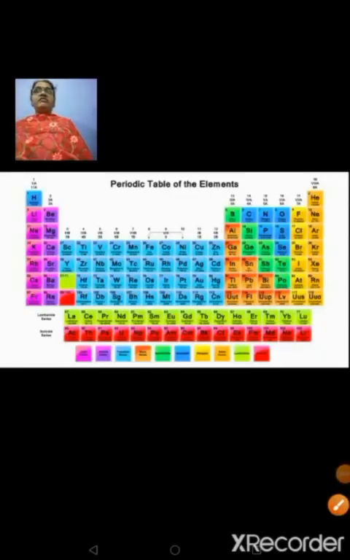Let's begin revising the features of the modern periodic table. This is the image of your modern periodic table which we are using at present, right? There are totally 118 elements present. So Mendeleev's periodic table formed the base for forming this modern periodic table. Let's now discuss the salient features of your modern periodic table.